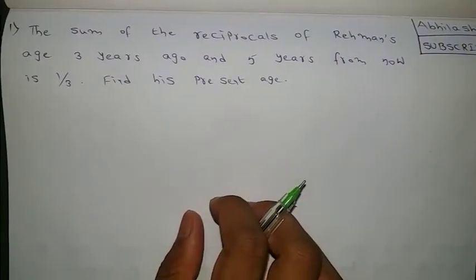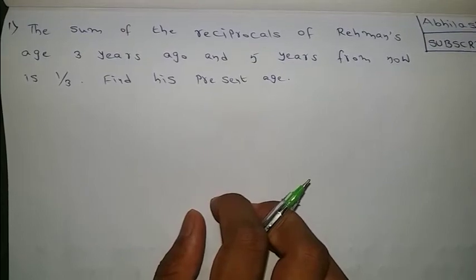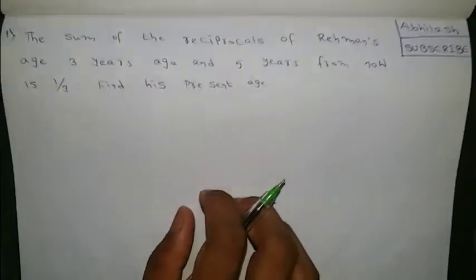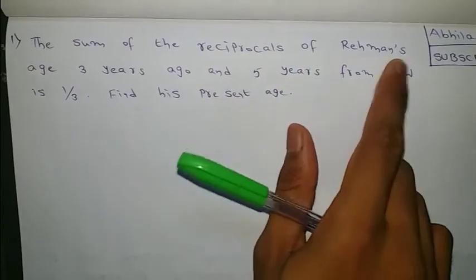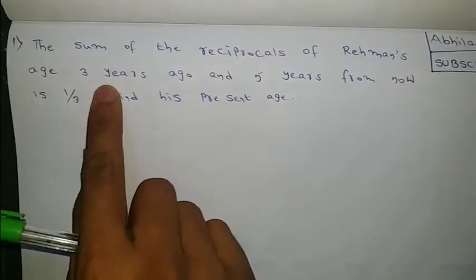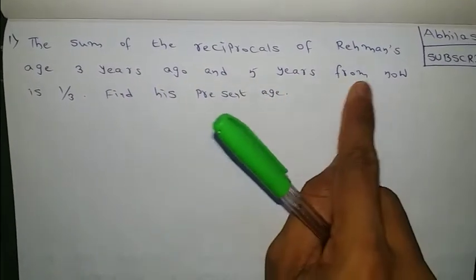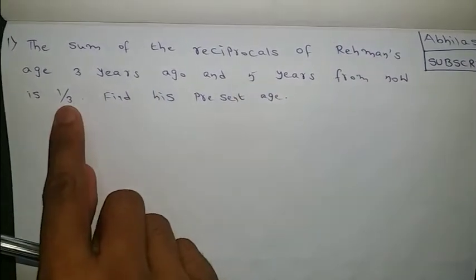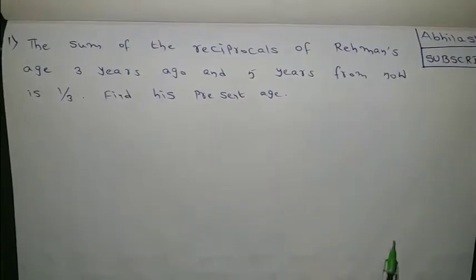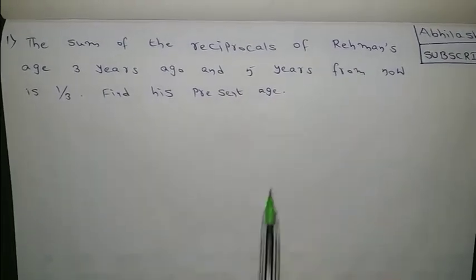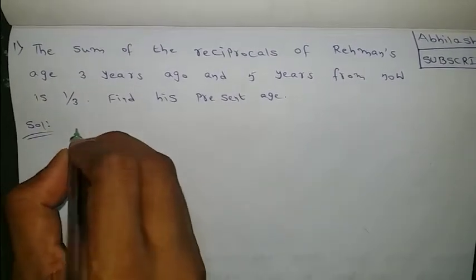Hello everyone. Today our topic is word problems from exercise 5.3. If you look at the question: the sum of the reciprocals of Rahman's age 3 years ago and 5 years from now is 1 by 3. Then find his present age. So we need to find Rahman's present age, and we don't know it.